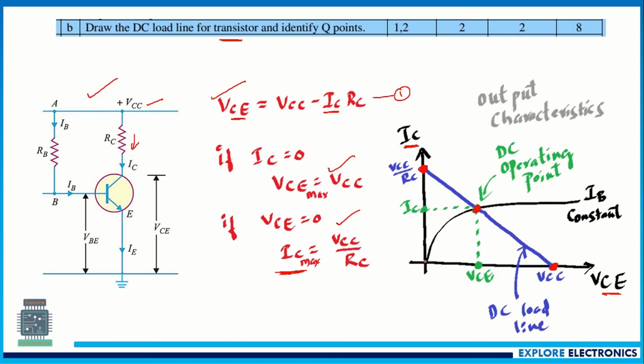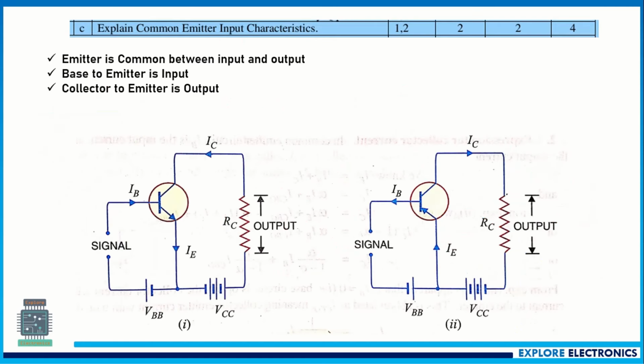And also, if we have other curves over here, this is for different IB, this is for IB1, this is for IB2, let us take. Here the Q point will be over here. Since they have asked to identify Q points, you can write two more curves like this. This is for IB3 and this will be the Q point. Likewise, you need to explain the different Q points, how we get them for different values.